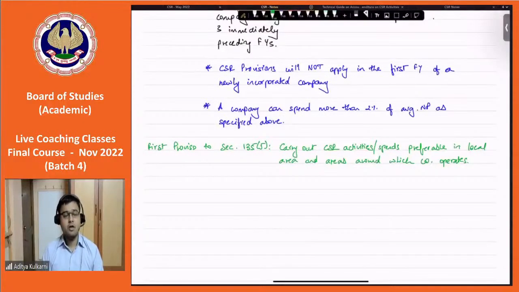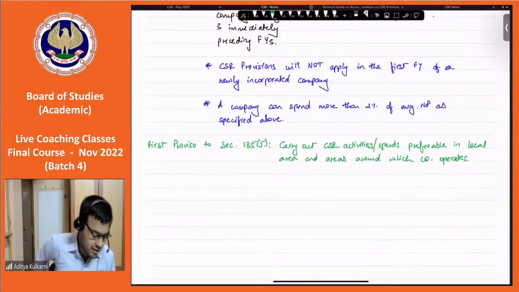Nobody is stopping you. You can select any hospital, any activity within India to carry out CSR. This first proviso only tells that give preference to the local areas. So this is first proviso.